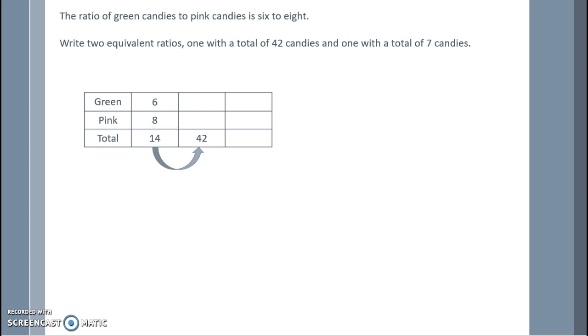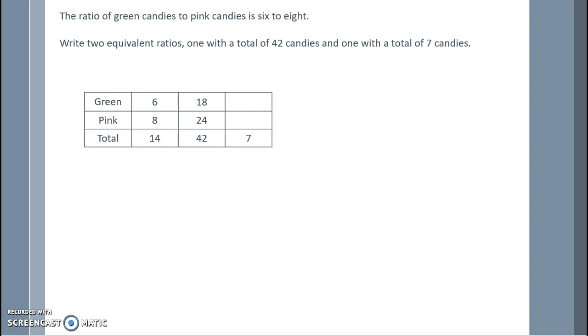So we ask ourselves, what times 14 will give us 42? Well, that would be 3. So then we can take each other number and multiply by 3 as well, so that we get an equivalent ratio. 6 times 3 is 18, and 8 times 3 is 24. We have created one equivalent ratio.